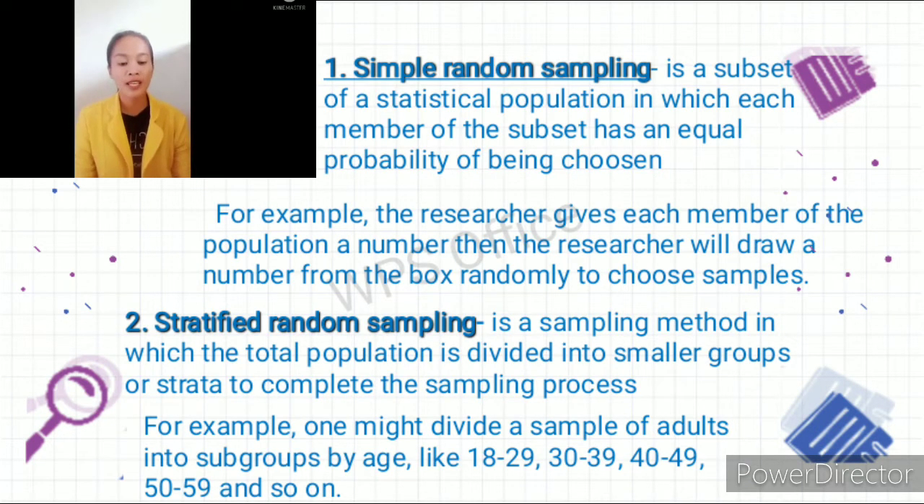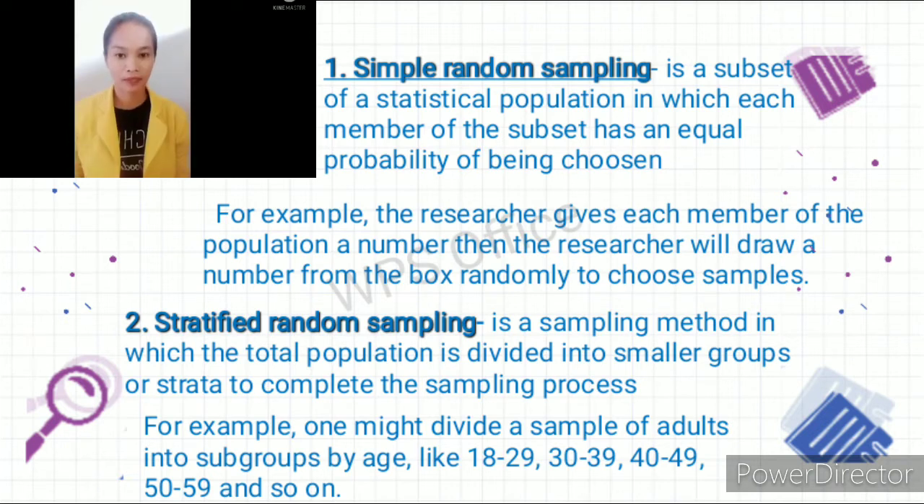So first, simple random sampling is a subset of a statistical population in which each member of the subset has an equal probability of being chosen. Simple random sampling is meant to be an unbiased representation of a group. For example, the researcher gives each member of the population a number, then the researcher will draw the numbers from a box randomly to choose samples.